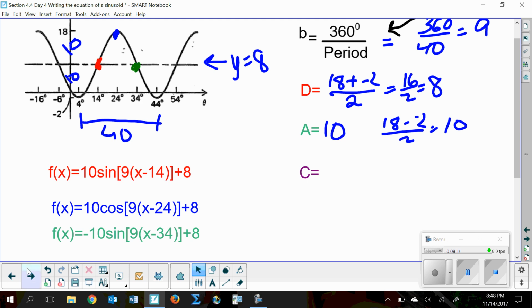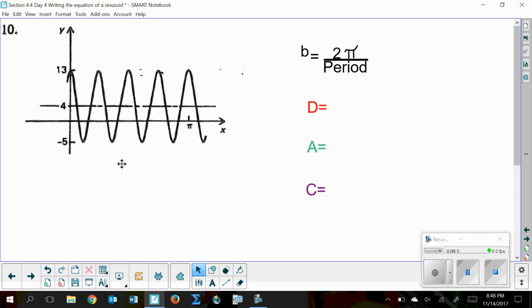All right, let's move on to the next problem. Let's look at number 10. If you want to pause this to try it on your own and then hear the explanation, now would be a good time to do that.